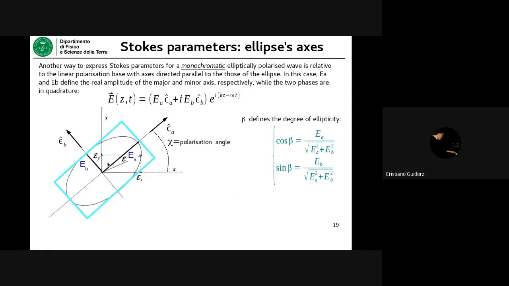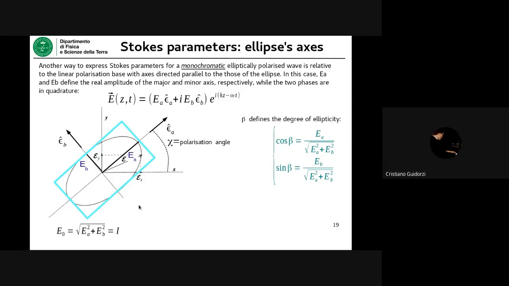You can think of just the ratio between EA and EB, or better, the ratio between EB and EA is the tangent of beta. You can immediately see from here, if you measure E0 as the sum squared of the two amplitudes, which are related to the axes of the ellipse, this is exactly I, the intensity as we defined in the Stokes parameters.